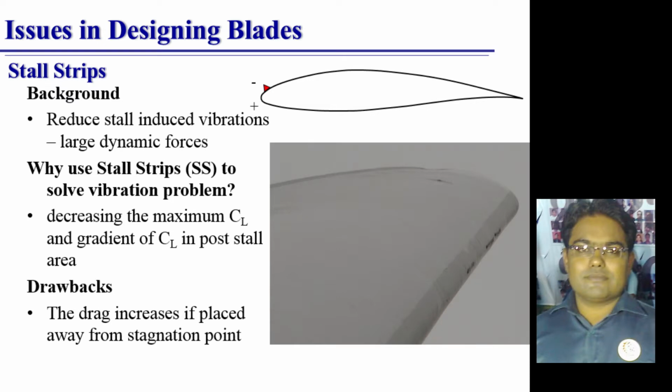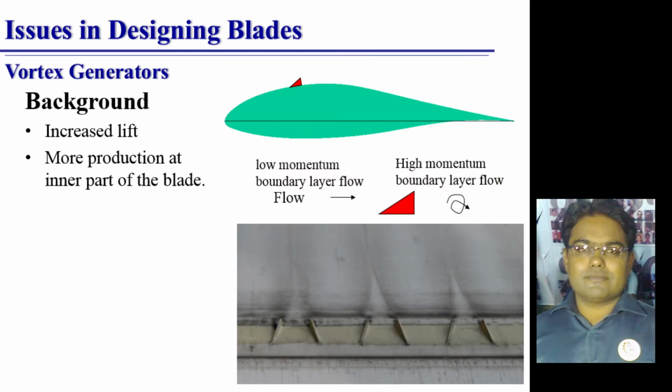So what are the drawbacks? So these are the drawbacks. Drag increases if placed away from the stagnation point. We need to locate the stagnation point, so this kind of design should be kept very near to the stagnation point, so very near to the leading edge. Second is vortex generator. So the vortex generator's purpose is to basically enhance the circulation, right, on the top surface. So that will be kept nearby the aerodynamic center, maybe around 20 to 25% of the chord length behind the leading edge, with the location of the vortex generator placement.